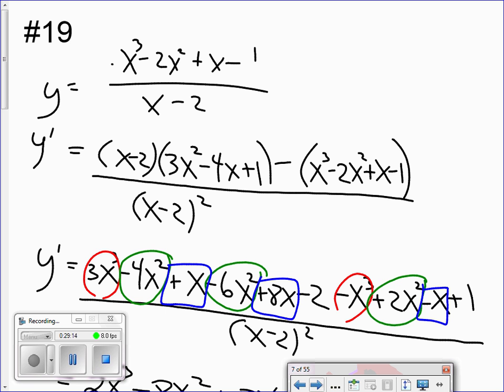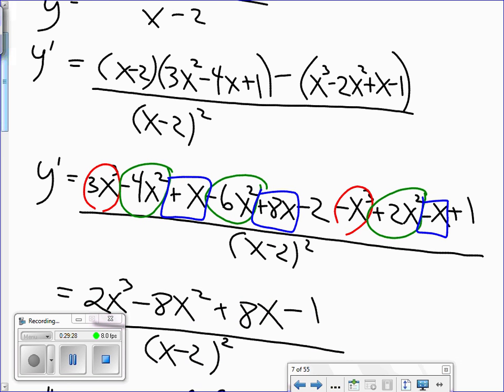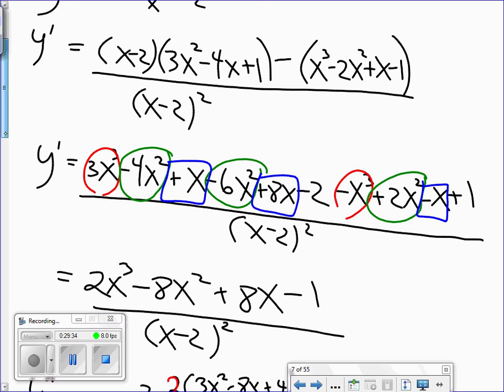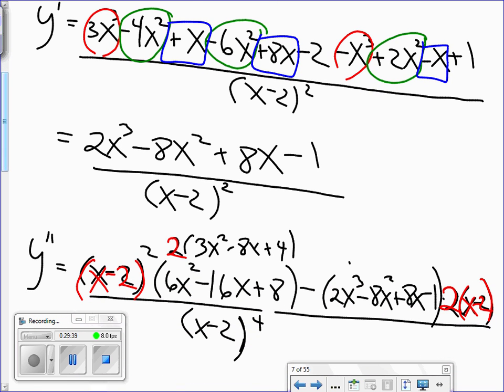We had to find the points of inflection in 19. We got our first derivative using the quotient rule. Then we had to distribute and combine like terms. That's what all these colors are. You can look at this at home and play it really slowly if you want. You had to distribute the x minus 2 over this trinomial and combine like terms. So you get your first derivative and you think, okay, good.